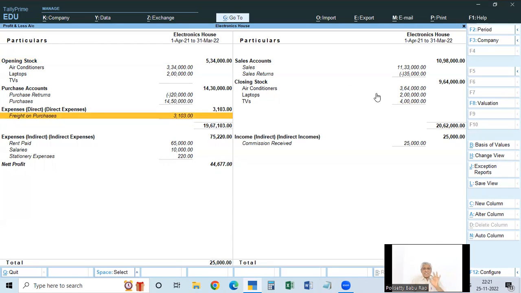Gross amount: purchasing and selling. What are the gross expenses? Purchasing, bringing the goods and selling the goods, or purchasing raw material, manufacturing the goods, selling the goods. So for that, what is the profit? And after that, all other expenses.